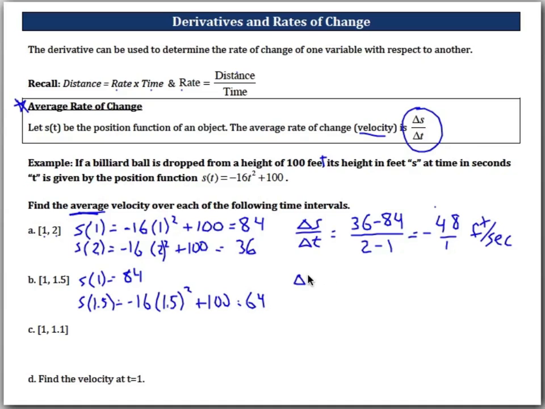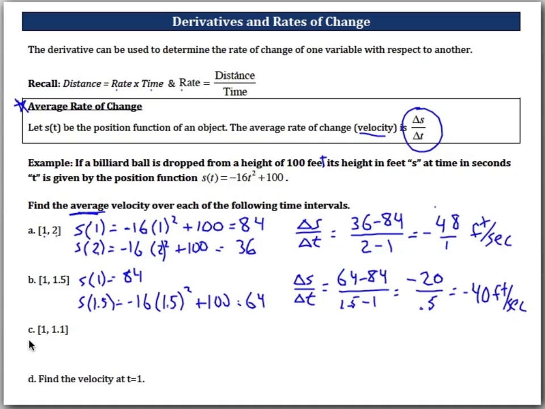So again, we're going to do delta S over delta T. So we have 64 minus 84 over 1.5 minus 1, and we get negative 20 over 0.5. And if we divide something in half, it's like multiplying it by 2. So this is negative 40 feet per second.